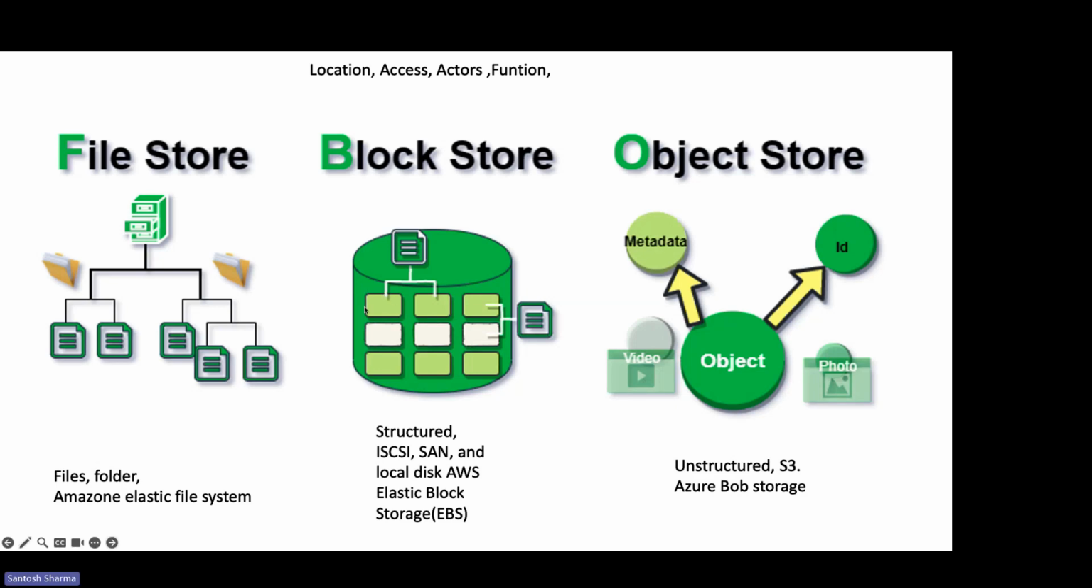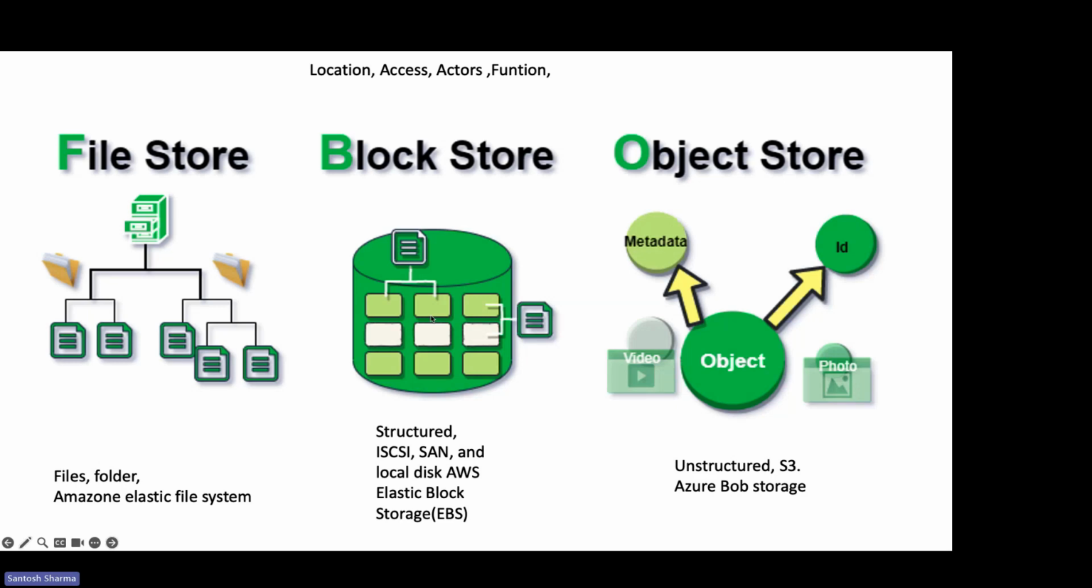In the block storage, we have some kind of blocks like this. We have blocks and we store the data in the blocks. So if you have to fetch any data, they just call the block, retrieve the data from the block, and you get your file. We have Elastic Block Storage, EBS, in the cloud.